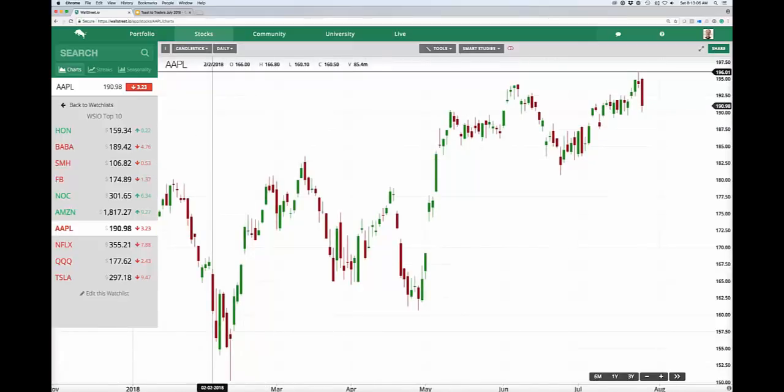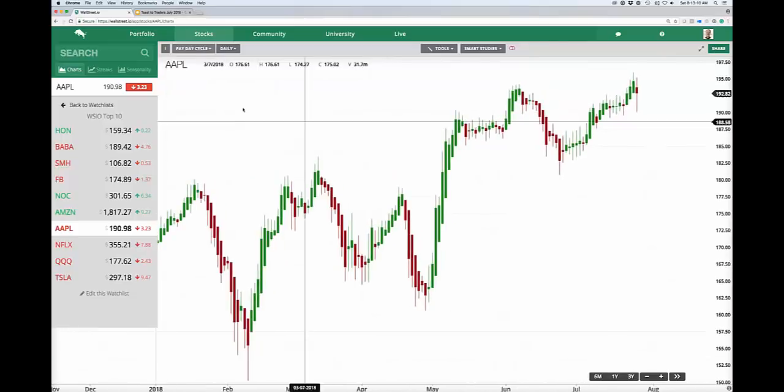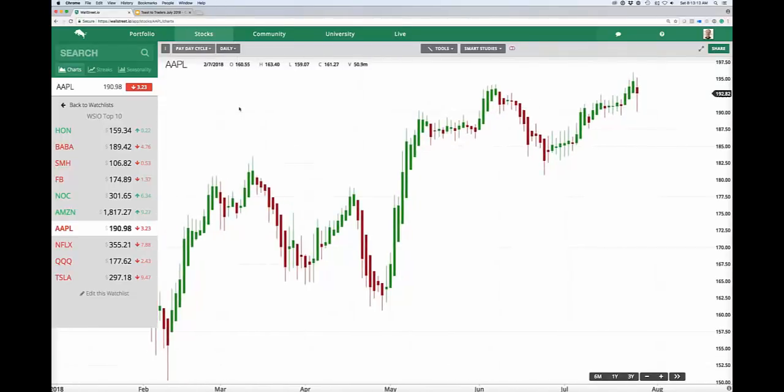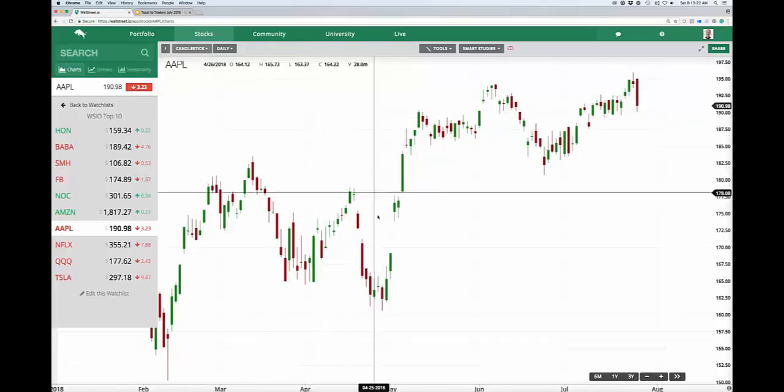Heikin-Ashi. And as I flip back and forth, I just want you to start to look to see some of the biggest differences that you see between these two kinds of charts. I use the Heikin-Ashi chart a lot in my swing trading, and I'll walk you through the system for that. But just start to look at the two charts.